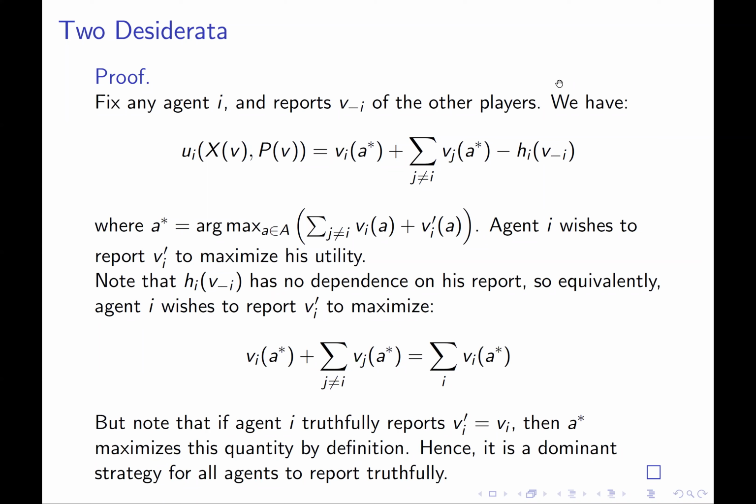It's important, since we want to establish dominant strategy incentive compatibility, that we establish that it's a best response for agent I to report truthfully no matter what anyone else does. And this is exactly what the Groves mechanism accomplishes.